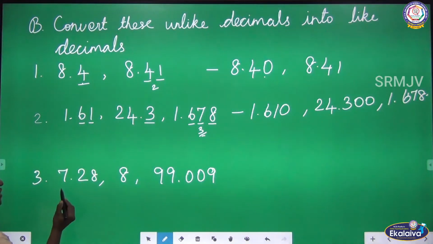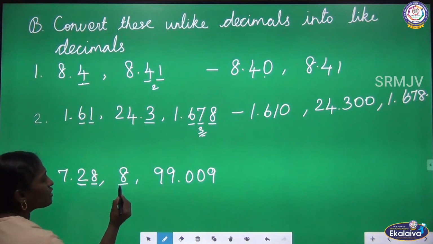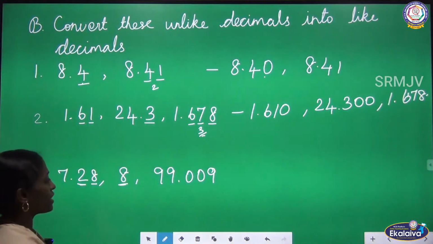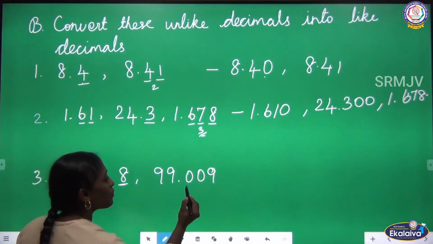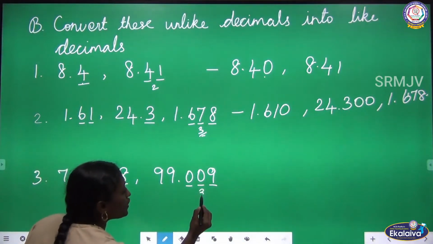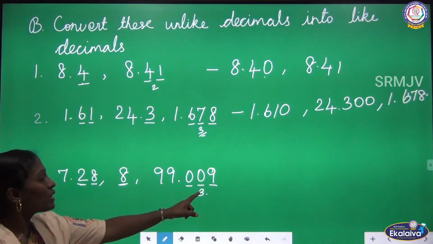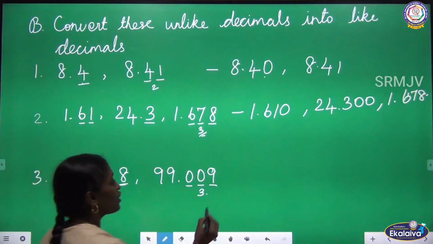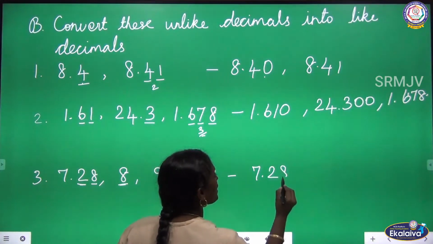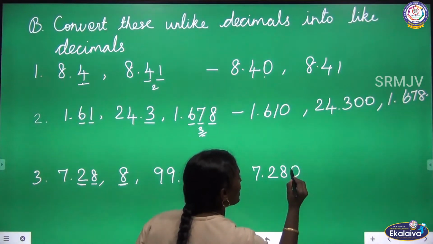Okay, see the last question. 1.28. Here two decimal places, here 8 alone is there. 8 is the whole number part. There is no decimal part. Okay, in the third one, 99.009. Here also the maximum number of decimal places is 3. So we have to convert the first two numbers with three decimal places. Okay, so in the first decimal number 7.28, two decimal places are there. We need one more. For that we have to add a 0.